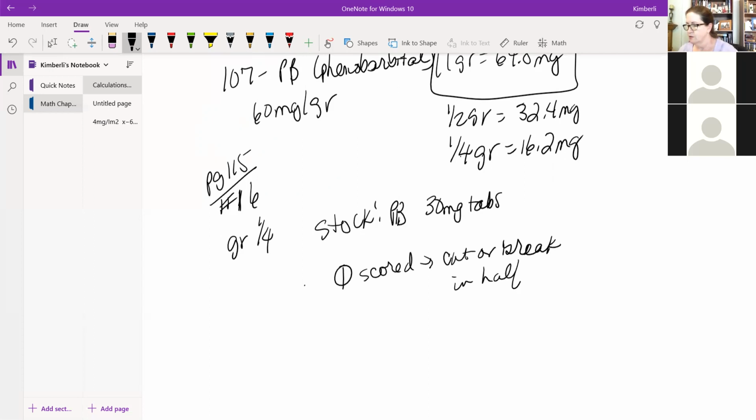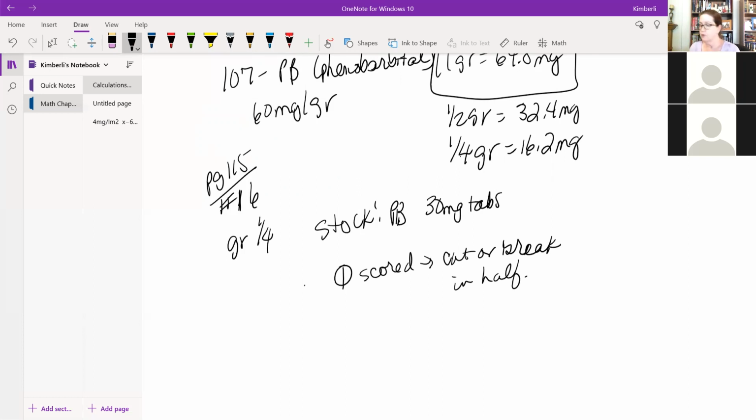So when it says it's unscored, that means you're not supposed to cut it, or they don't recommend that you cut it. Now, you need to find out if it's actually enteric coated so that it dissolves in the small intestine instead of the stomach. If it's enteric coated, then you shouldn't cut or break it because the whole thing's going to dissolve in the stomach. Or if it's a delay release tablet, you don't want to cut or break it. But in this case, saying that it's unscored usually means you shouldn't cut or break it.